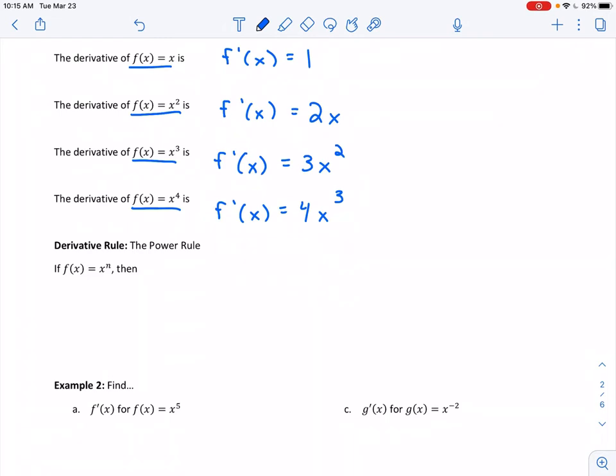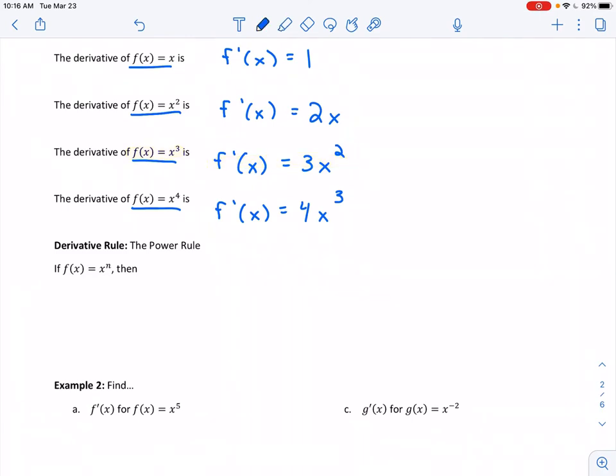But I want you to take a look at these functions and see if you can take a guess at how we get from our function, let's say f of x equals x to the third, to f prime of x equals 3x squared. What are we doing to this function each and every time? I want you to pause the video, think about it, maybe jot down your answer, make a guess, and then we'll come back and talk about the power rule.